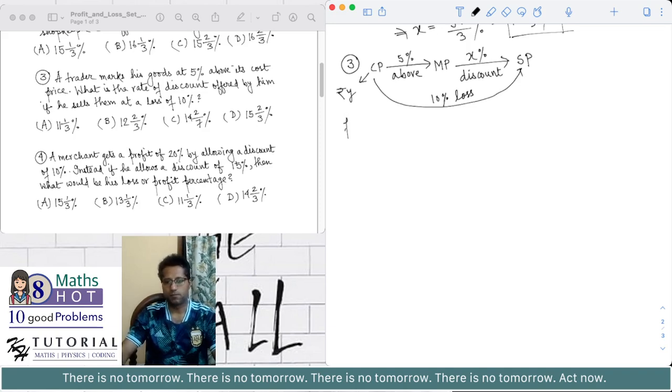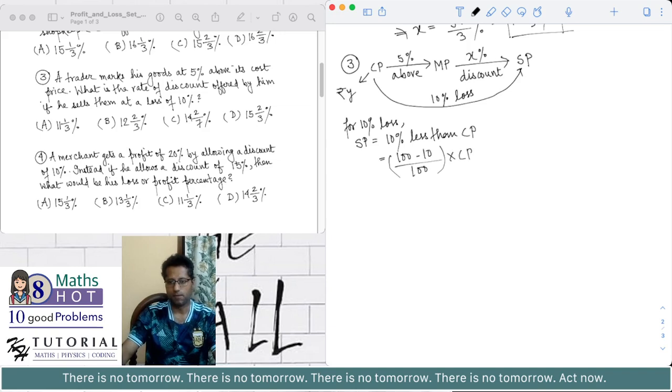Now for a 10% loss, we can say the selling price has to be 10% less than CP. This is equal to (100 minus 10) divided by 100, whole multiplied by CP. This is equal to 90 by 100 multiplied by y, and this is equal to 9 by 10 multiplied by y. So this is the selling price calculated from the cost price and a loss of 10%.